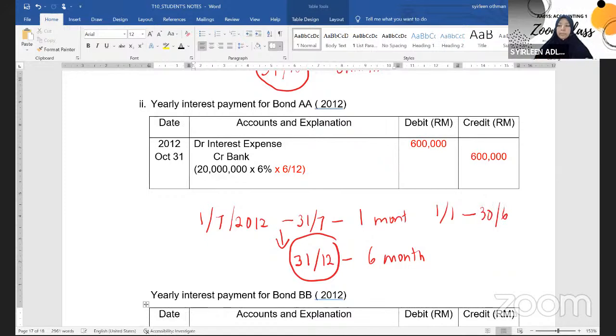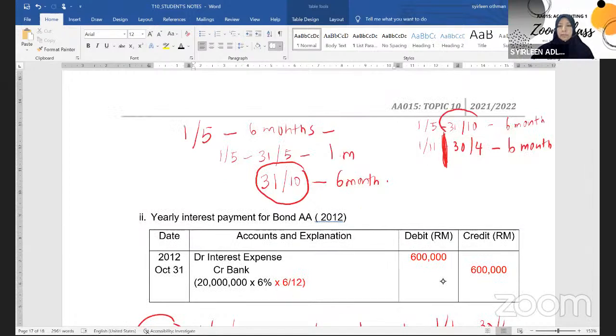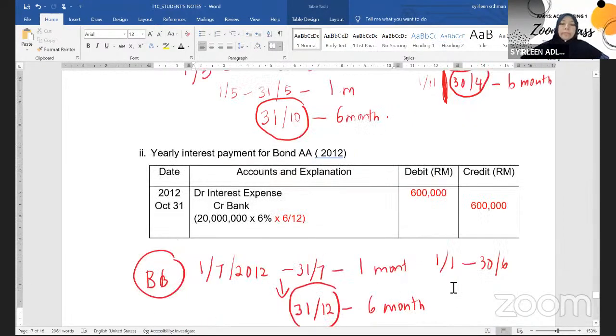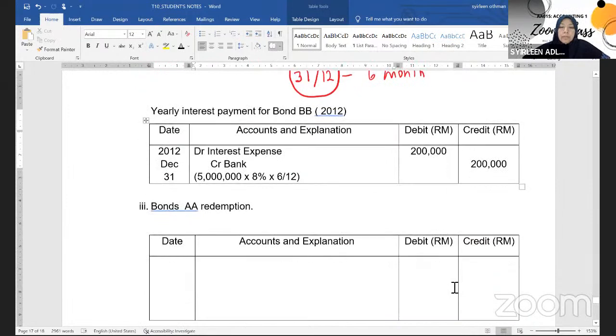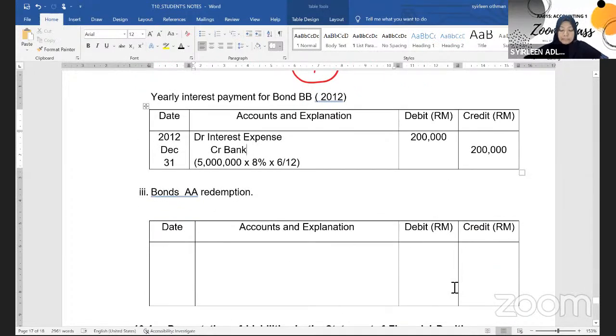So he will pay his interest every 30th of June and 31st of December. That one is for B. For AA earlier, he will pay every 31st of October and 30th of April, because it is every 6 months, right? So depending on the date you issue the bond. Alright? Okay, so if I want to redeem, that means after 10 years.